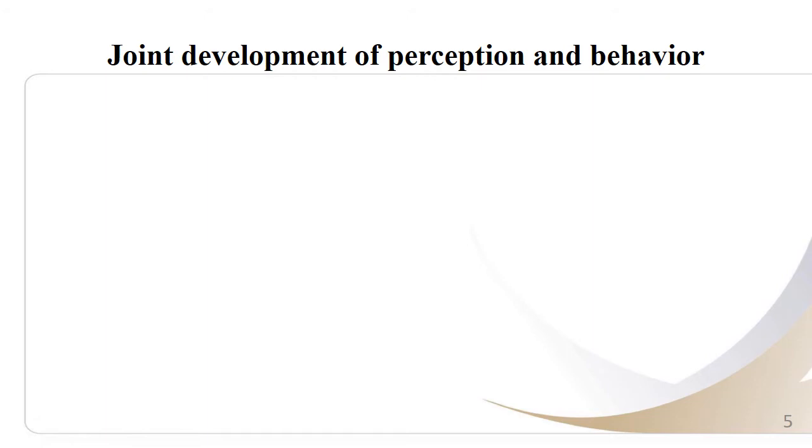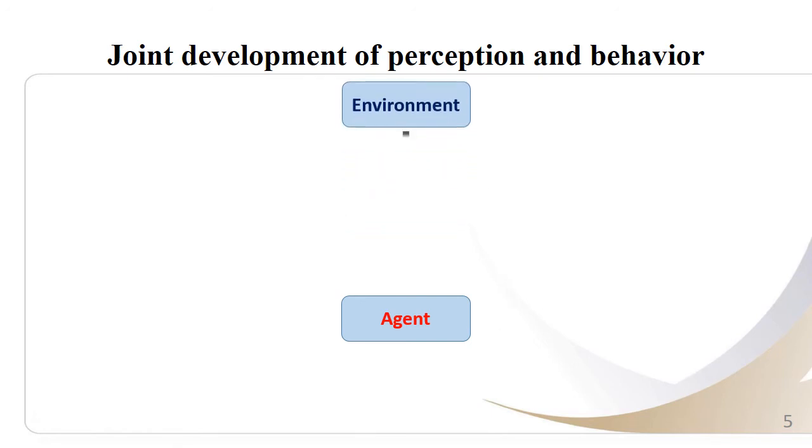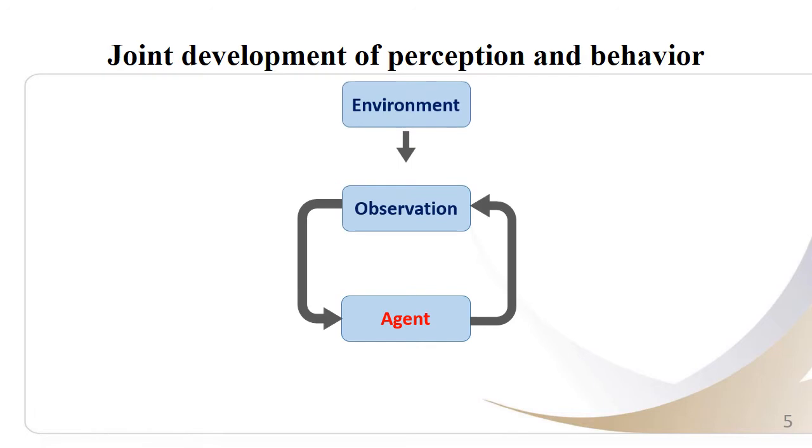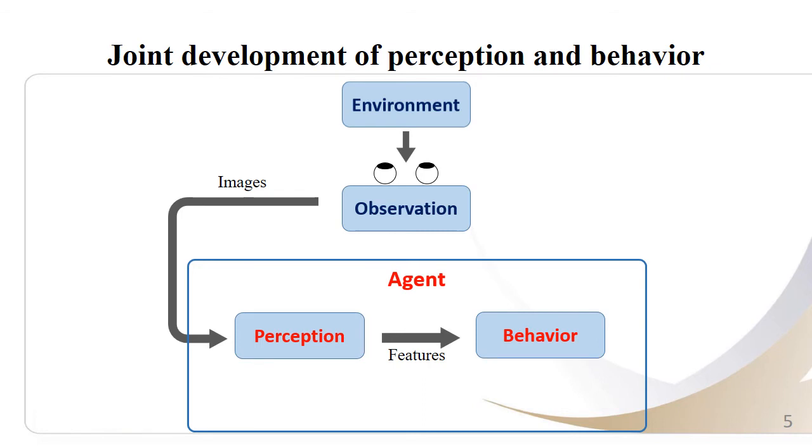In this work, we model the joint development of perception and behavior during the interaction between the agent and the environment. The way that the agent interacts with the environment is by processing and manipulating the observations. The observations in this task are the images from the 2 eyes. From the agent side, it contains 2 parts, perception and behavior. The perception part takes the images as input, extracts features, and sends the features to the behavior part. Then the behavior part will generate the actions on the eyes, and this will change the observations in the next round.